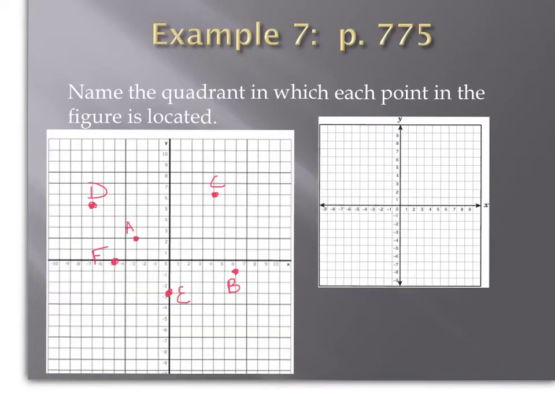Okay, in example 7, we'll be looking at points and the quadrants that they're in. So before we follow the example, let's look at a blank grid and number the quadrants. So one way to remember how the quadrants are numbered is if you write the letter C, where you start is going to be quadrant 1.